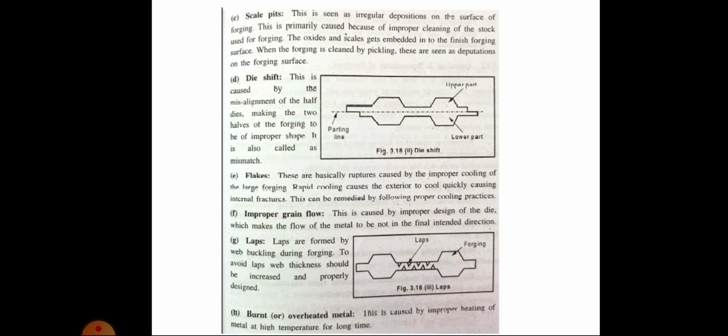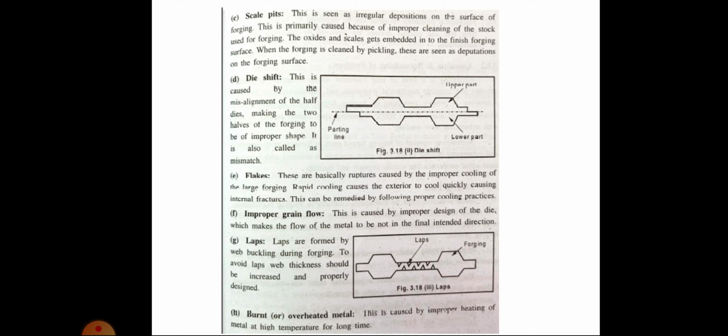Fourth one is die shift. This is somewhat similar to what you have studied in our casting. This is caused by the misalignment of the half dies, making the two halves of the forging to be of improper shape. It is also called mismatch. Fifth one is flakes. These are basically ruptures caused by the improper cooling of the large forging. Rapid cooling causes the exterior to cool quickly, causing internal fractures. This can be remedied by following proper cooling practices.